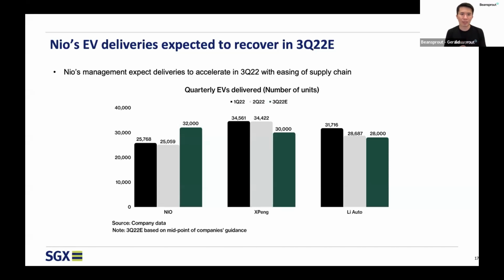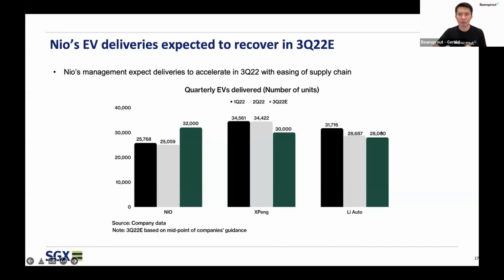They expect the quarterly electric vehicles to be delivered at 32,000, and that is increasing quite sharply from what we saw in the past 2 quarters when they only delivered about 25,000 to 26,000 EVs per quarter. If you were to look at some of the other EV makers, they don't see such a significant increase. So for Xpeng, looking at about 30,000 EVs to be delivered in the third quarter, because they were impacted in July and August by the lockdowns that were happening in some parts of China.